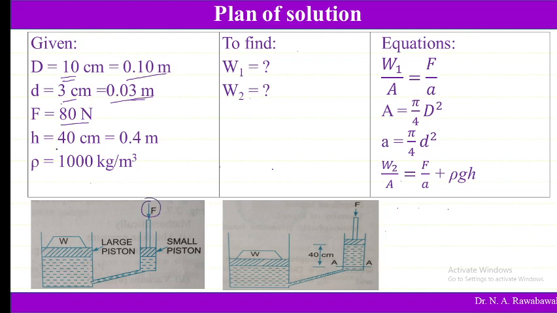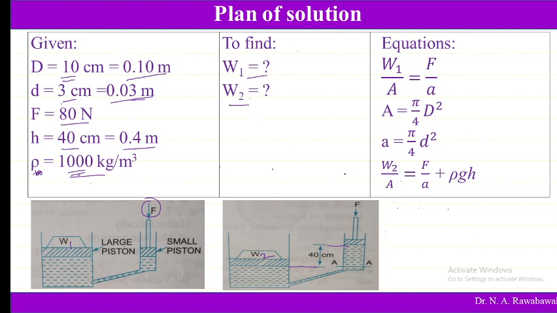In the second case, the difference in the level of the ram piston and the plunger piston is 40 centimeters, that is 0.4 meter. The density of the fluid present here is 1000 kg per meter cube. So in the first case, how much is the weight to be lifted? This we call W1, and this we call W2. How much is the weight in the second case?